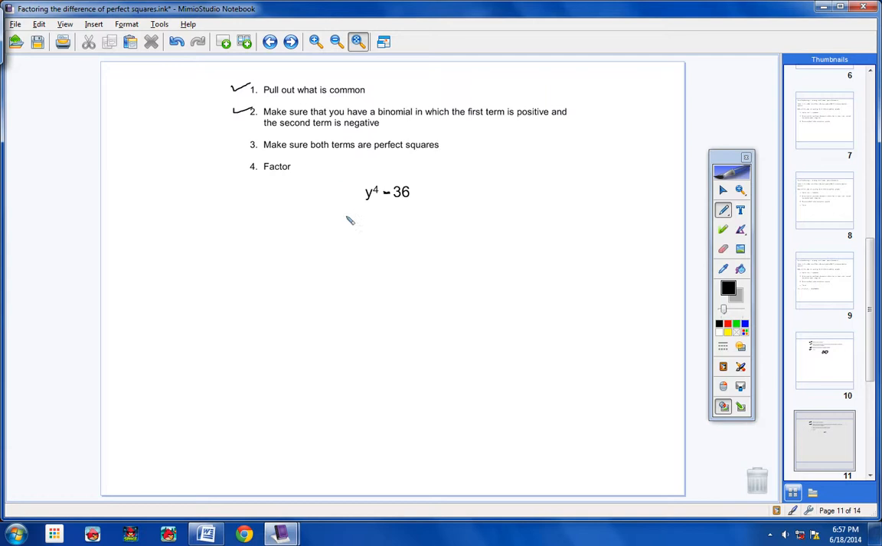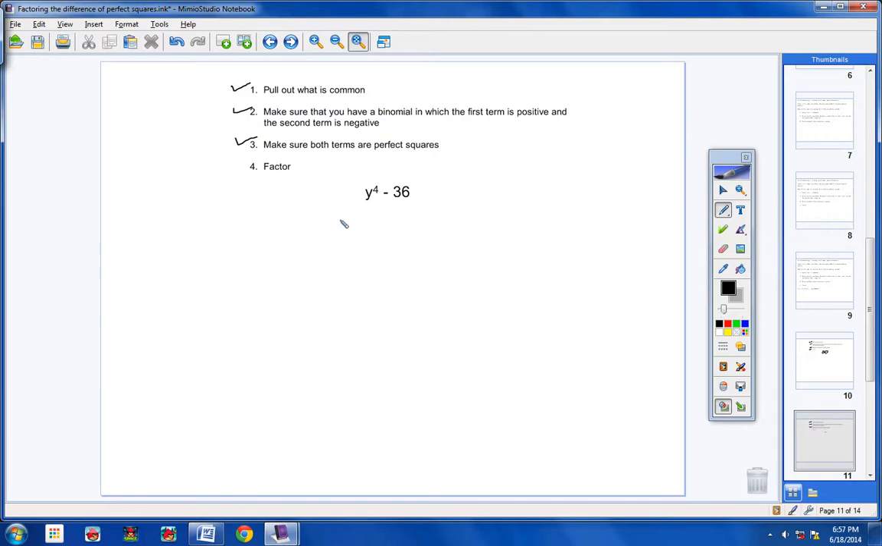Step 3, make sure they're both perfect squares. Well, do I know the square root of y to the fourth? Sure I do. It's y squared, because y squared times y squared is y to the fourth. Do I know the square root of 36? Sure I do. It's 6, because 6 times 6 is 36. So both of these terms are perfect squares. So step 3 is done.